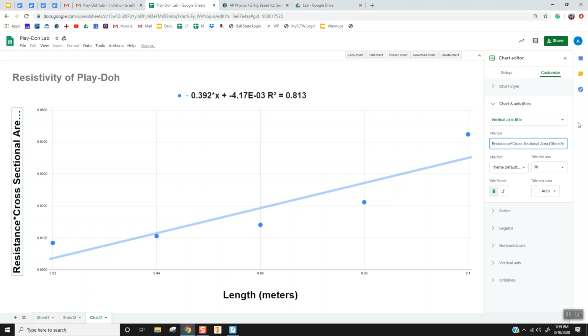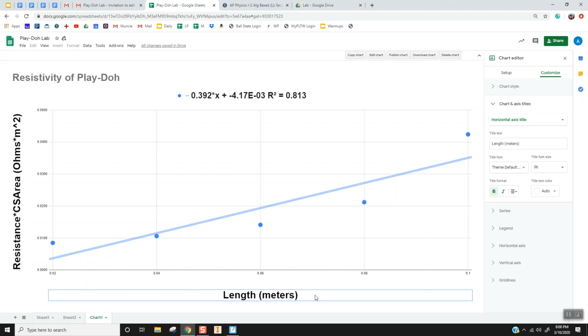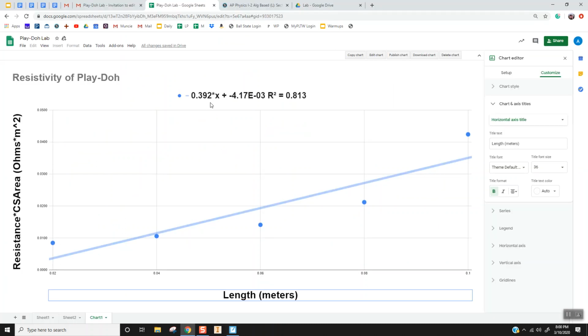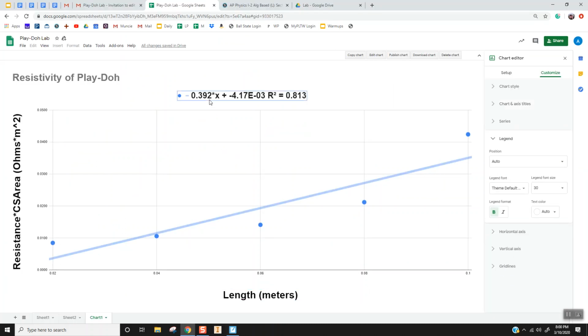There we go. I'm just going to put CS area, that way we can see the whole thing. So we say resistance times cross-sectional area, giving me a unit of ohm meters squared. And then on my x-axis we have length, which is in meters. According to the background we did earlier, the slope here would give me resistivity, and my resistivity would be 0.392 ohm meters.